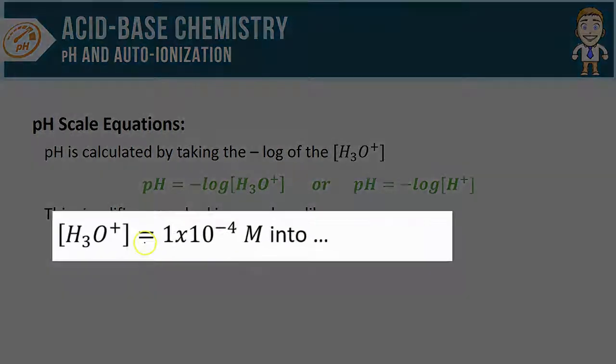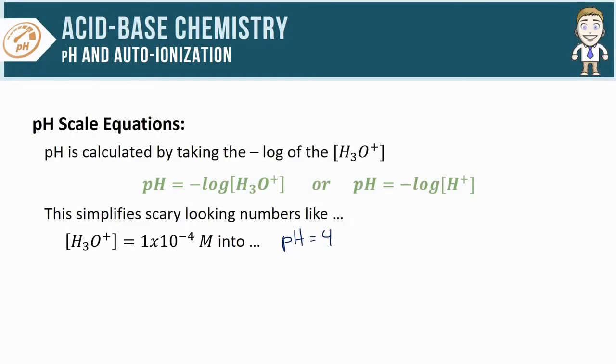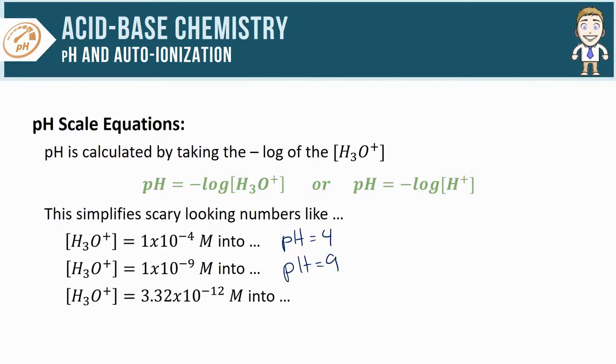For example, if we knew that a solution had an H3O plus of 1 times 10 to the minus 4 M, it's kind of tough and takes some work to use that to tell if my solution is acidic or basic. However, if I take the negative log of it, I get a pH of simply 4, and I can immediately see that this is an acidic solution. Or 1 times 10 to the minus 9 would give me a pH of 9, and I know that my solution is alkaline, or 3.32 times 10 to the minus 12 gets me a pH of 11.48. And again, I can see that my solution is very alkaline. It's just a much faster, simpler way to do it.